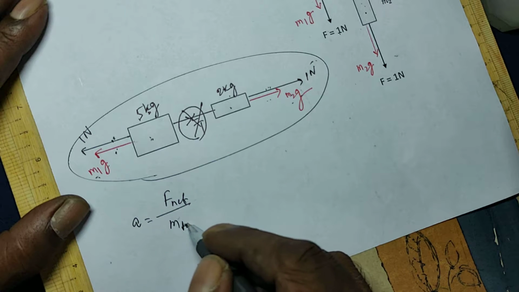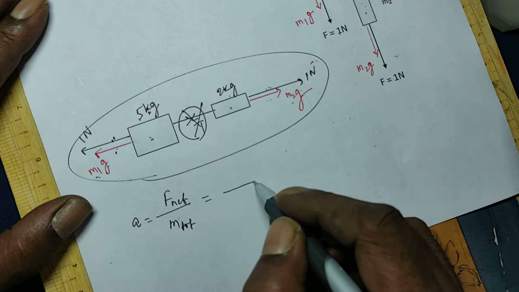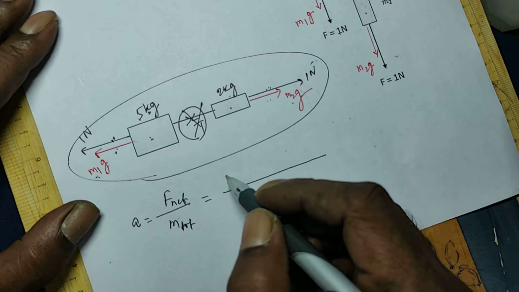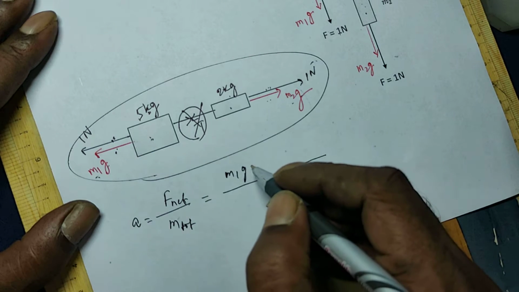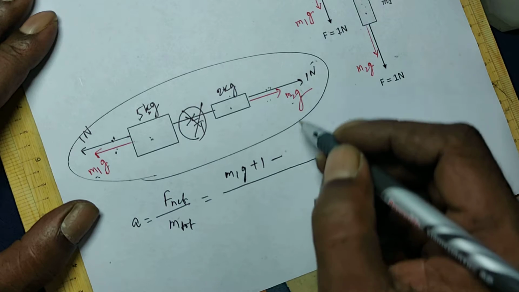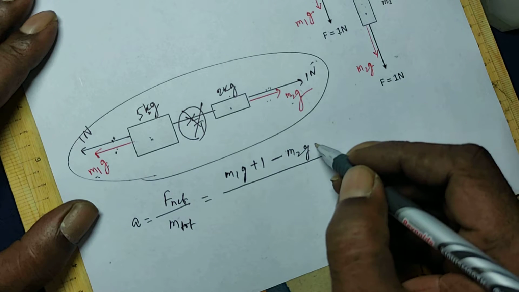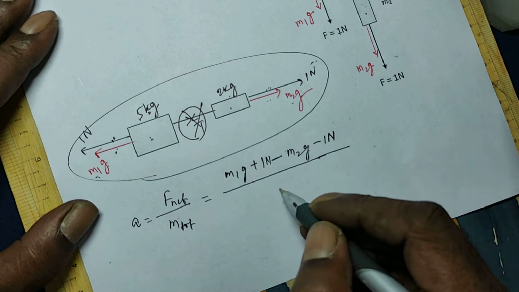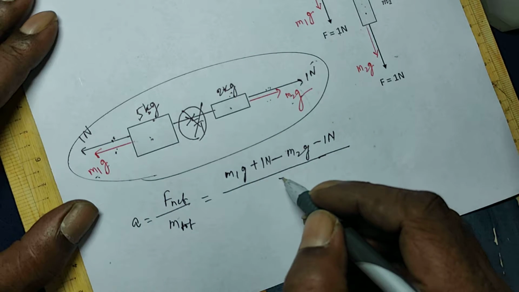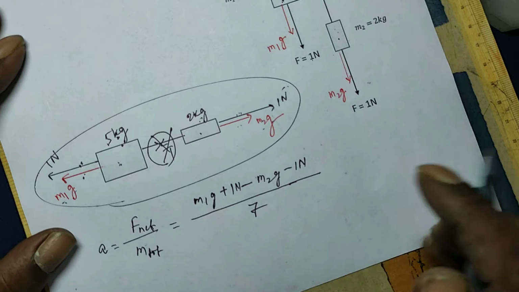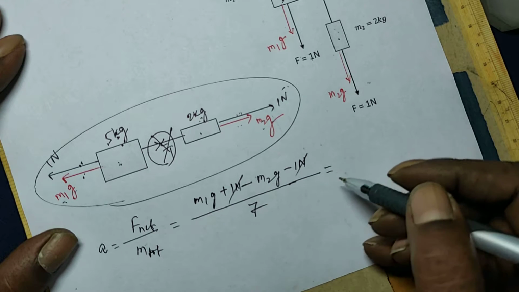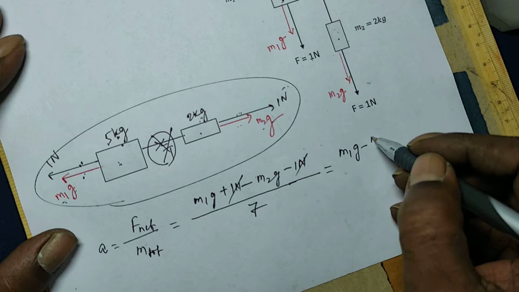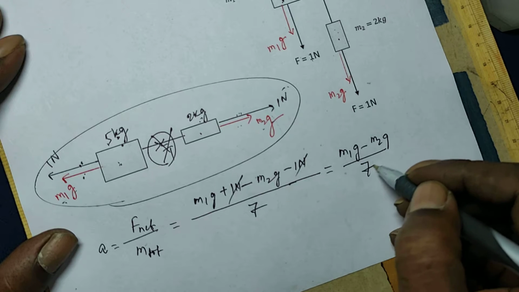Let me draw a line here. Your net force will be M1G plus 1 Newton minus of M2G minus of 1 Newton, over total mass M1 plus M2, that is equal to 7. So this 1 Newton cancels. So we have M1G minus M2G over 7.